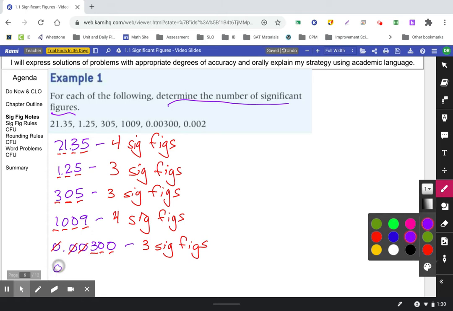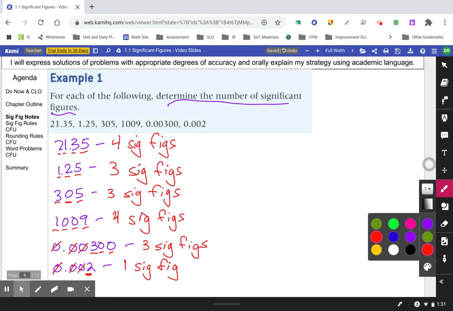And lastly, 0.002. Well, our 2, that's significant. And then just like our previous example, these leading zeros do not count as significant. So this only actually has 1 sig fig. And that kind of demonstrates these rules for how to determine the number of significant figures in a number.